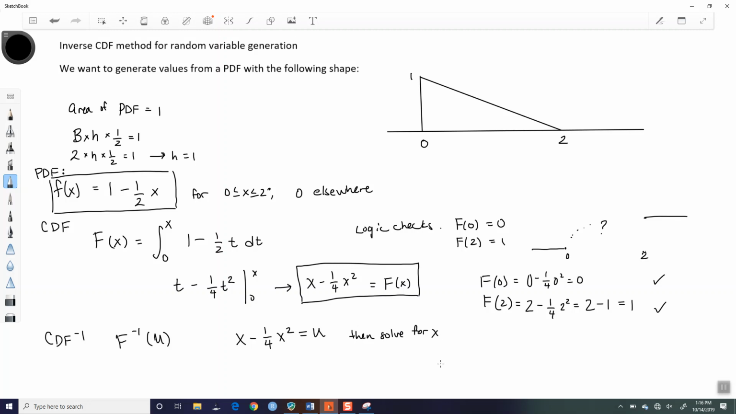Okay. All right, so how should we go about solving for x? Yeah, okay, so first we're going to multiply both sides by 4, okay? And we're going to get 4x minus x squared is equal to 4u, okay? And then, I'm going to multiply by negative 4, actually. This is what I'm going to do. Okay, so I got x squared minus 4x is equal to negative 4u, okay?